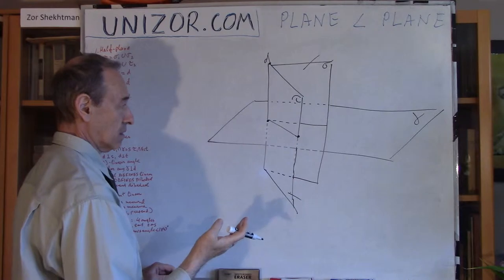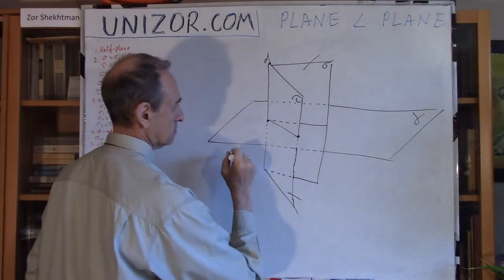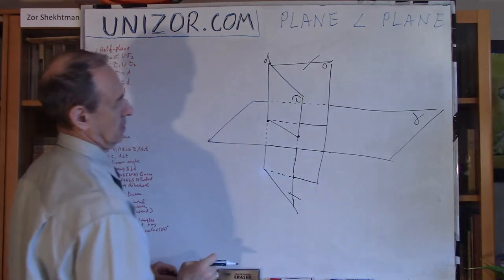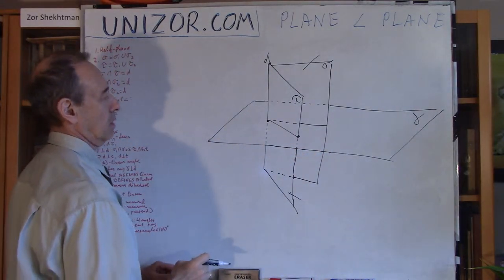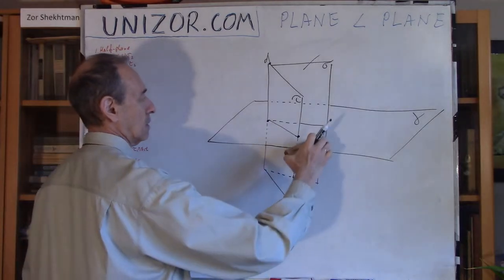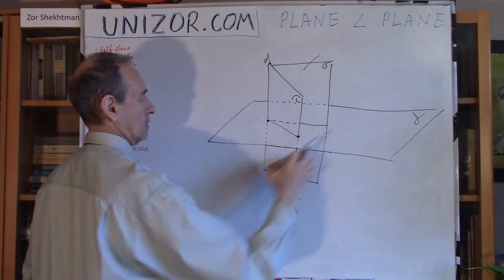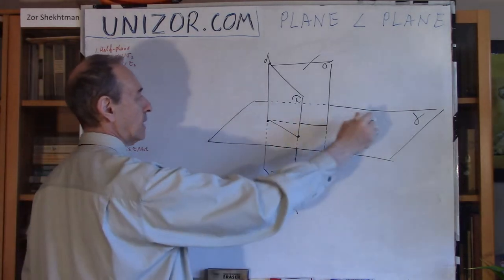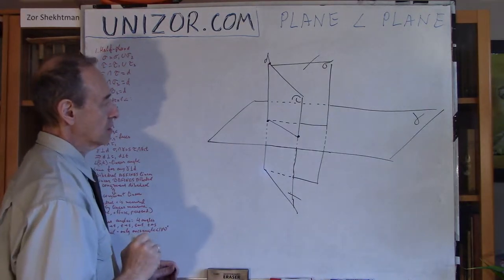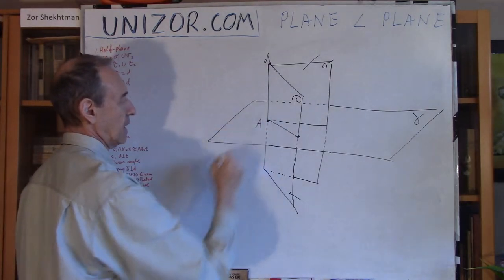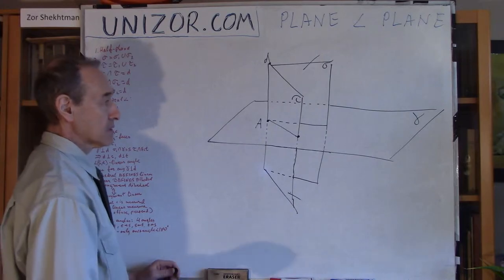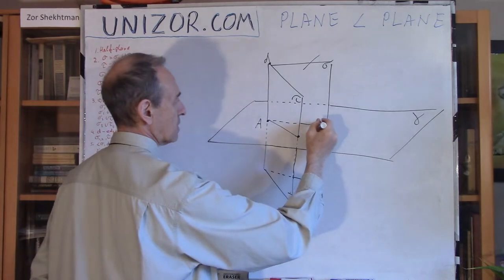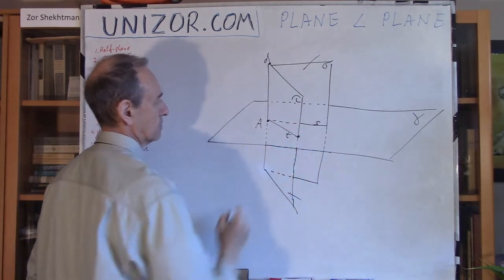And obviously, actually this is also solid. Well, so the plane gamma is perpendicular to the edge D at point, let's call it A, and obviously it intersects both sigma and tau. Let's call this line S and this line T.